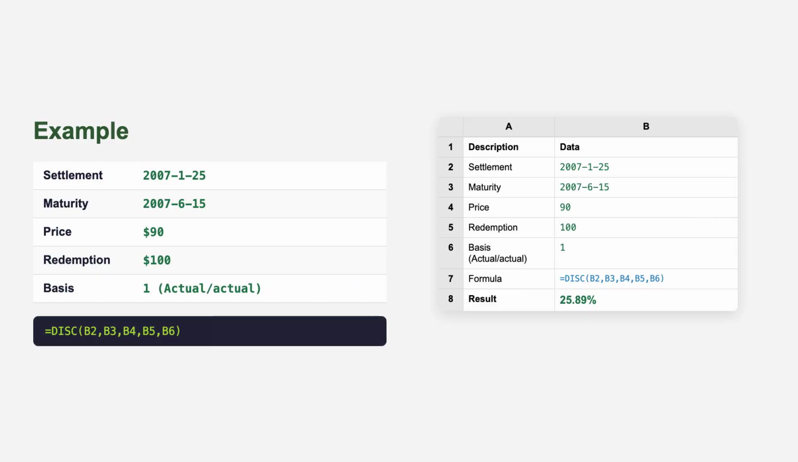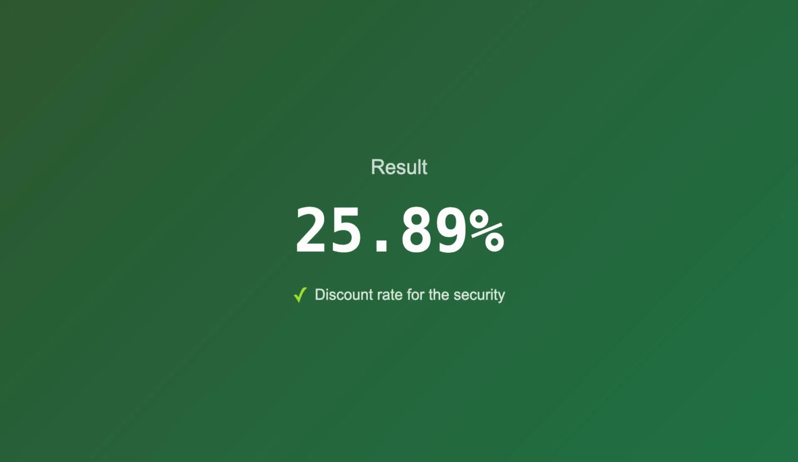We have a security with a settlement date of January 25, 2007, maturing on June 15, 2007. The price is $90 per 100 face value. The redemption value is $100, and we use an actual over actual day count basis. The DISC function returns approximately 25.89%. This is the annualized discount rate for the security, reflecting the difference between the purchase price and redemption value.